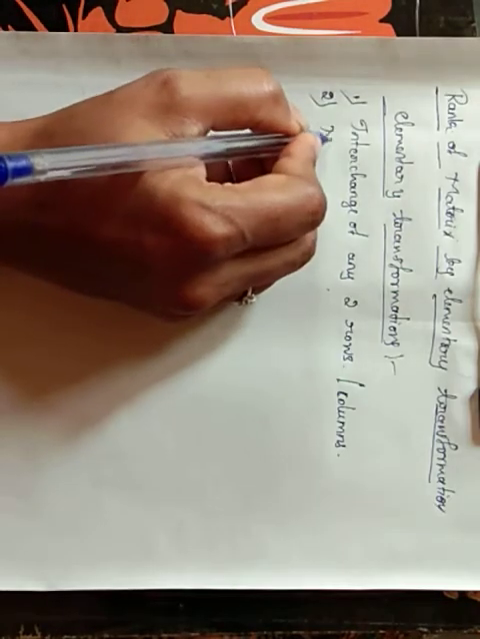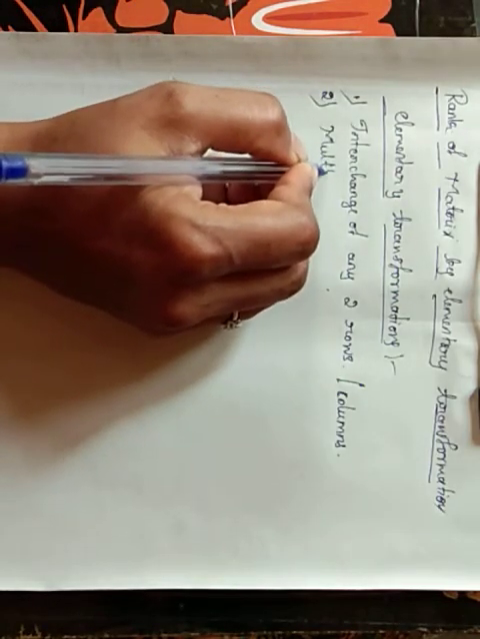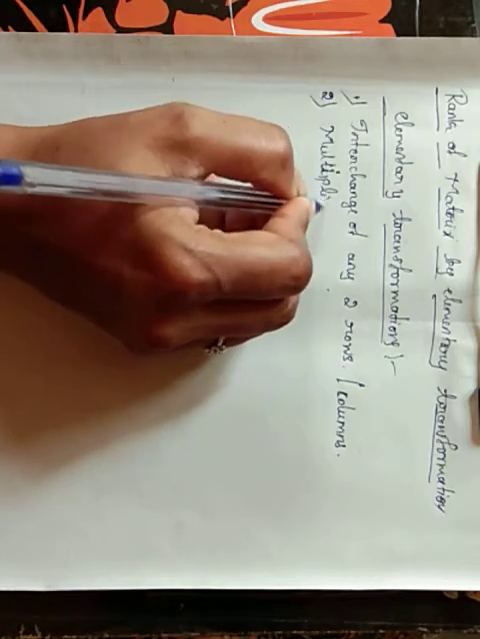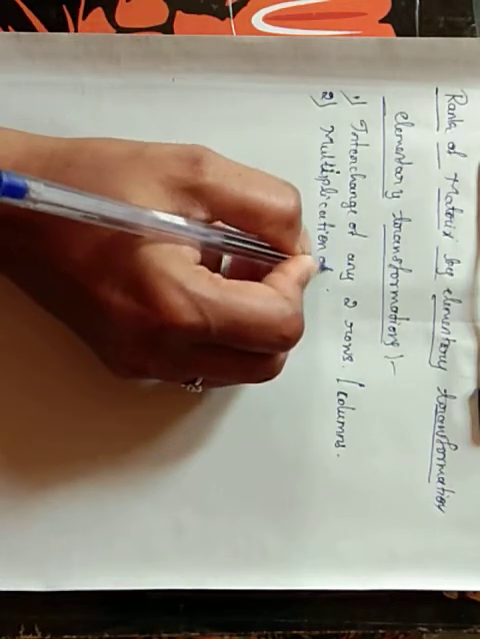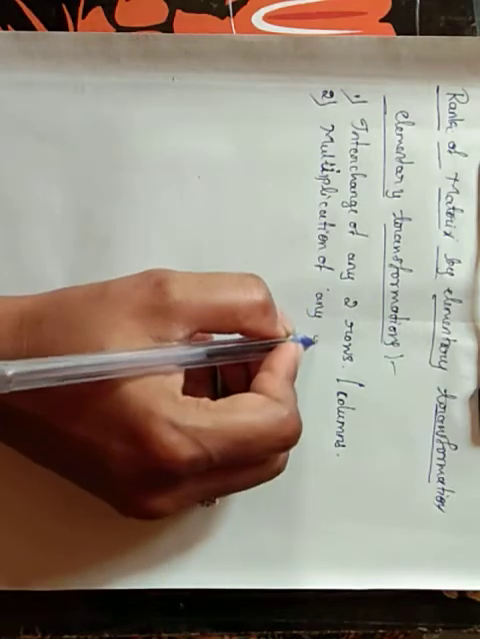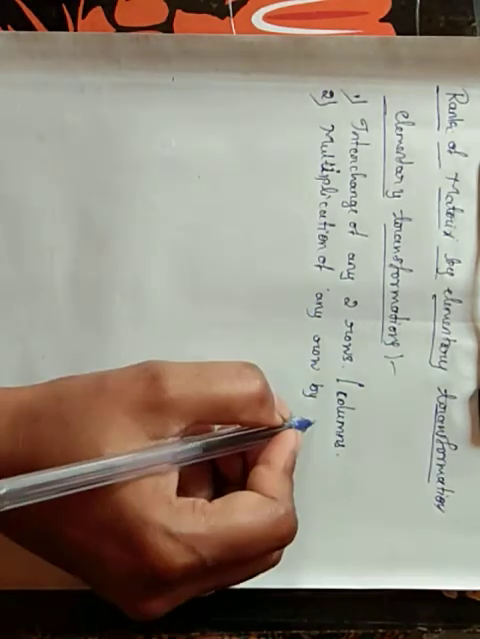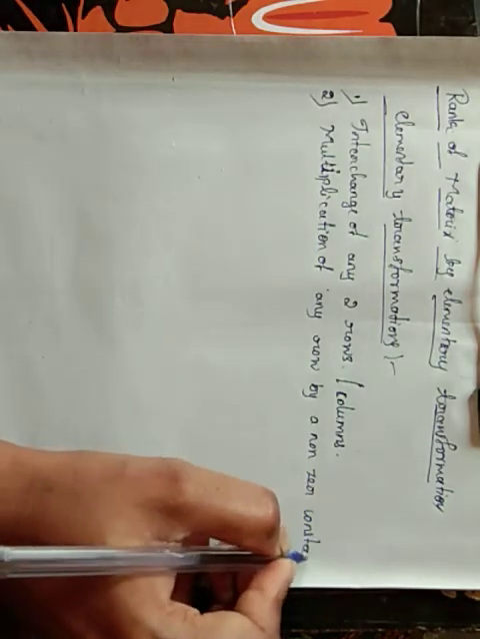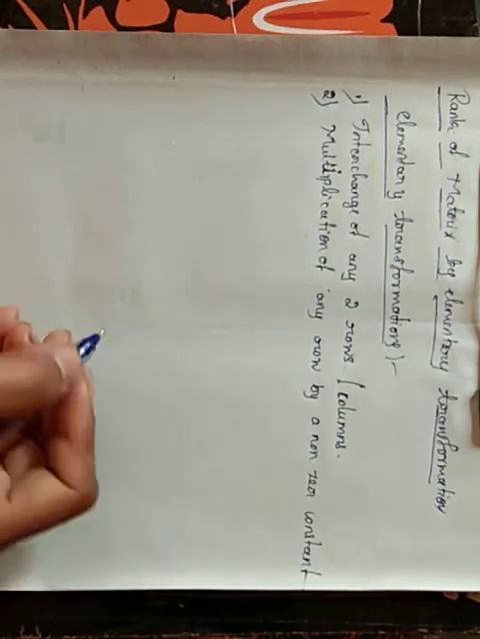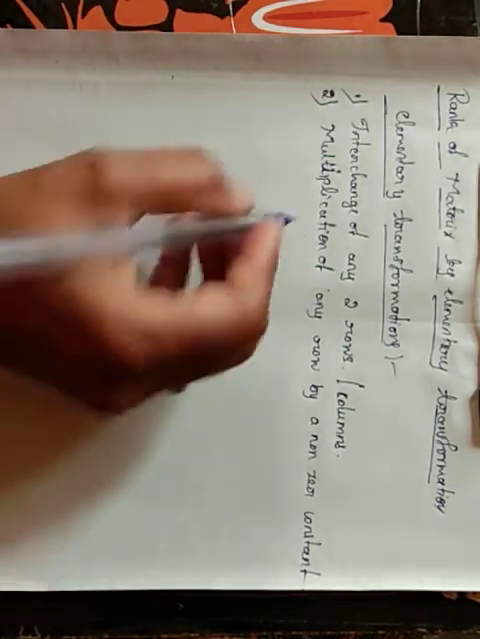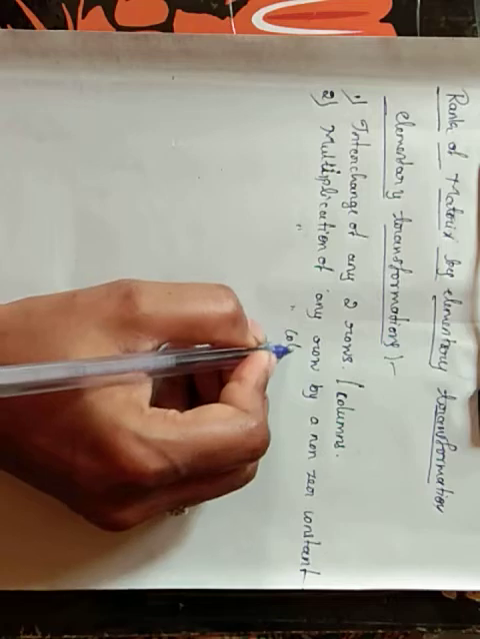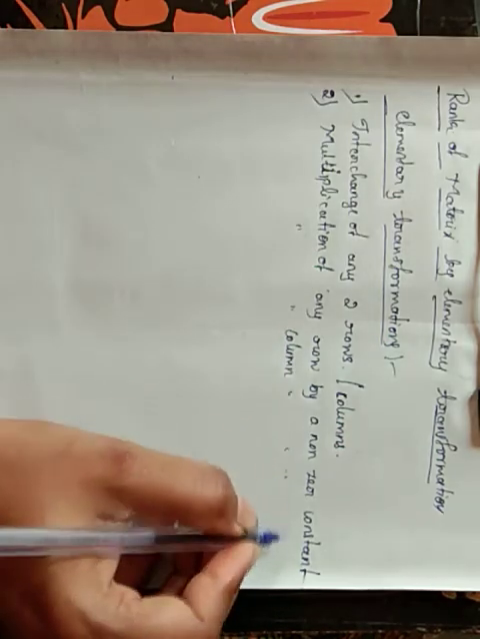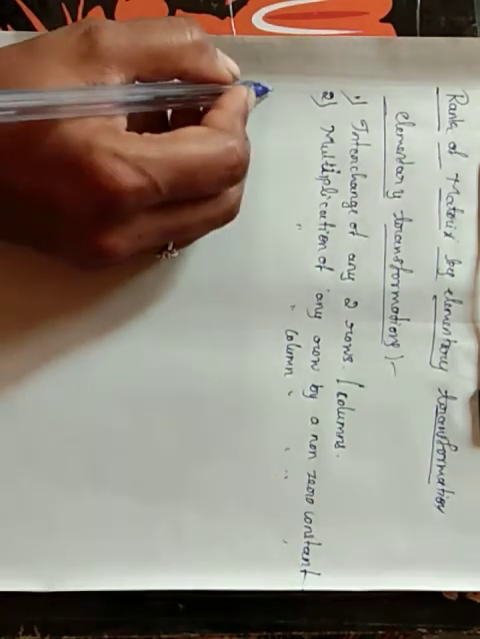Second one is multiplication of any row by a non-zero constant. Similarly, multiplication of any column by a non-zero constant. That is our second step or second rule of the elementary transformation.